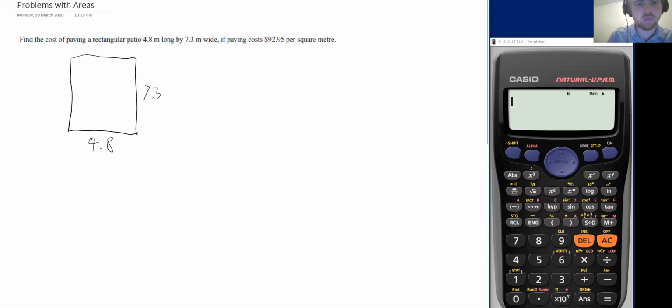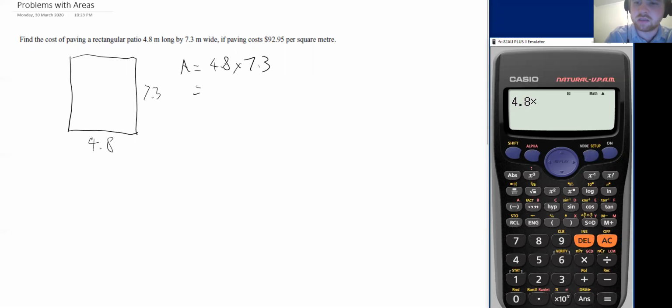Okay, so the paving, I'm going to read the question again. I've got a patio with those dimensions. I've got to find the cost of paving it if the paving costs $92.95. So the end answer is going to be a dollar sign, but before I can get there, I need to calculate this area because the cost is per square meter, which is an area. So the area is going to be 4.8 times 7.3, which we can put in our calculator.